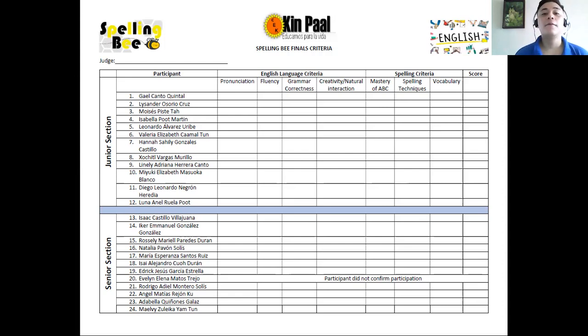Fluency. It's important that the students have fluency while performing. That means that whenever they present the word, it does not sound too slow nor too fast, just as natural as possible. That is their fluency. So you consider these 2, and grammar correctness. In grammar correctness, we don't really have grammar itself, but I would say that punctuation is important here. The use of capital letters is also important here, and well, the spelling itself, creativity and natural interaction.